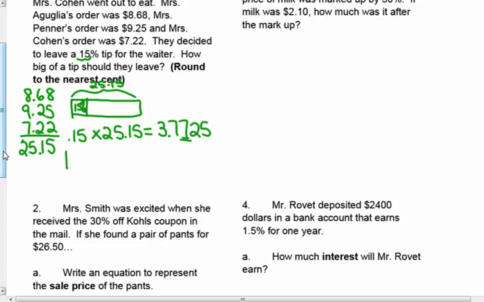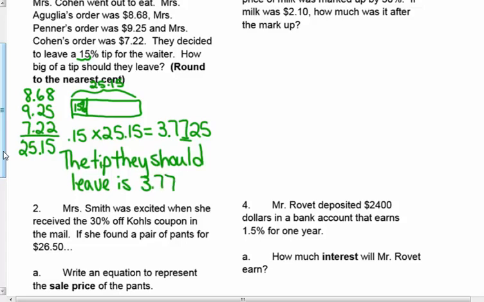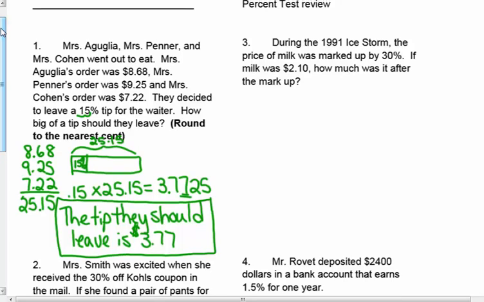So the tip they should leave is $3.77. And probably in the real world they might round that up to $4. But 15% is $3.77 to the nearest cent. I'm going to work on number 3 since it's up here on the board on the side here. Instead of going to number 2, I'll get to that.